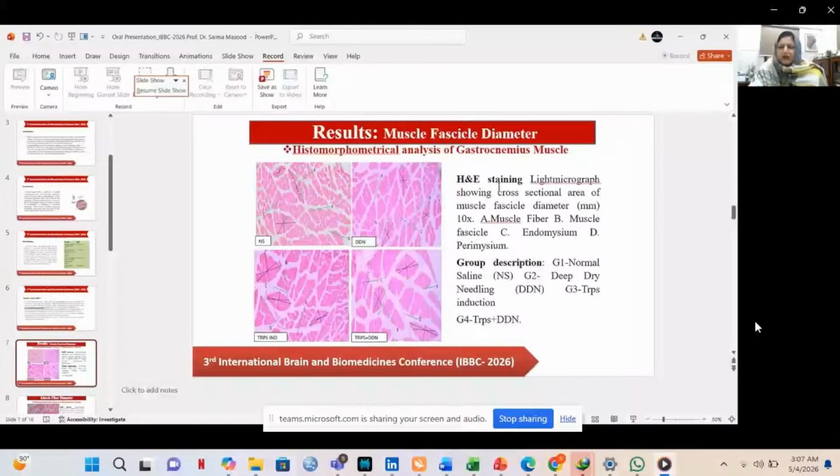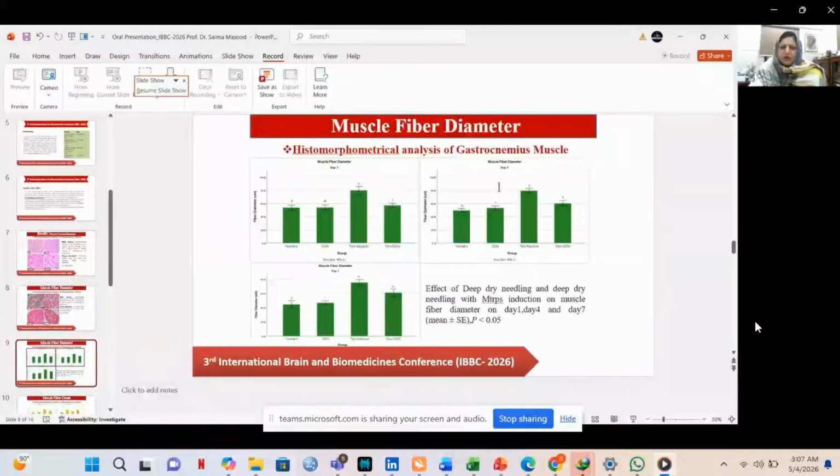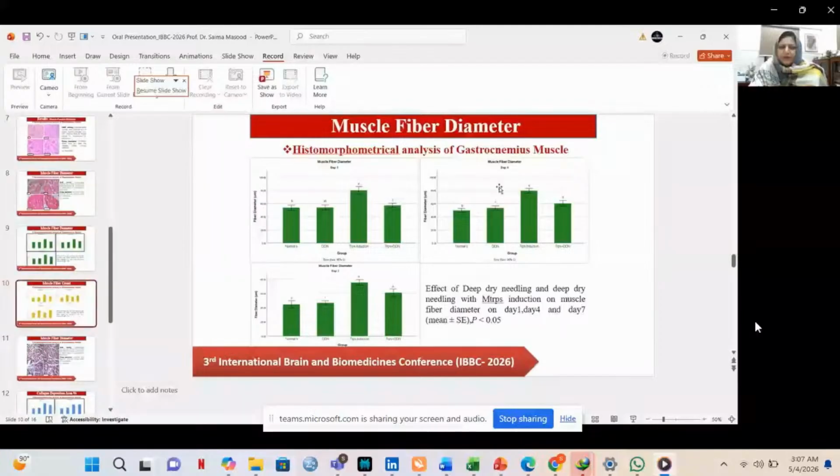Then histopharmacological analysis of gastrocnemius muscle was done, not only using H&E staining, but also other stains, at 40x magnification, to indicate the connective tissue or the collagen fibers around the muscle fascicles and around the individual muscle fibers.